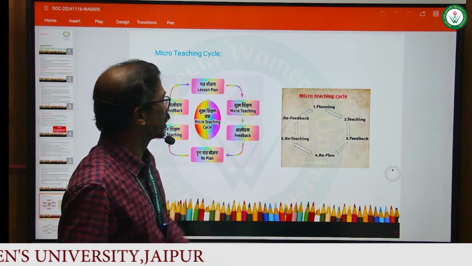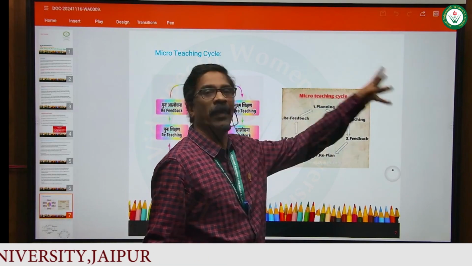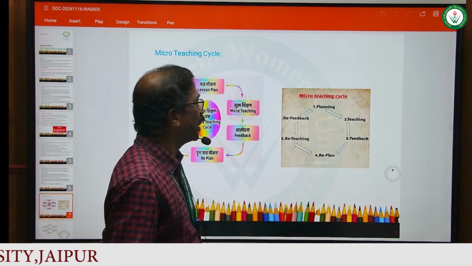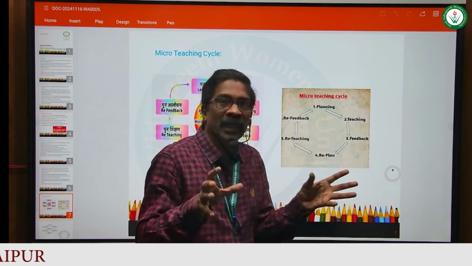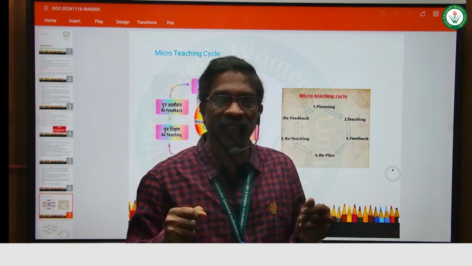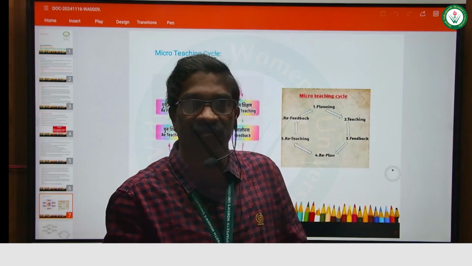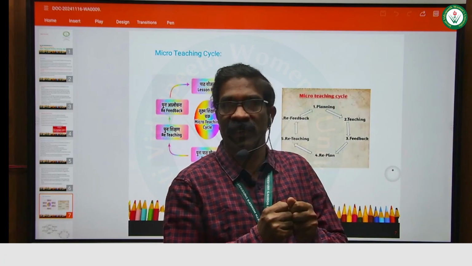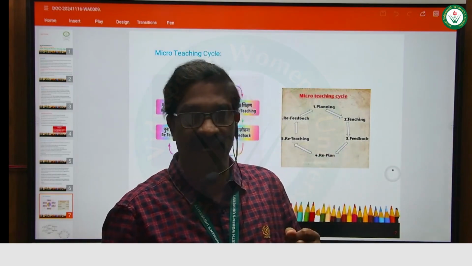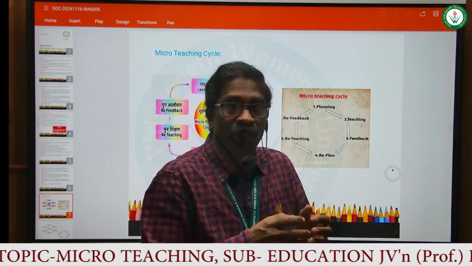We can see 6 cycles. So first of all, you have to make a plan of how to do it. Then, after making a clear-cut plan, you have to decide what strategies you want to apply. For example, the skill of introducing the lesson: how I can introduce the lesson, what questions I can write, how many questions I can ask the students, and to whom I will ask.